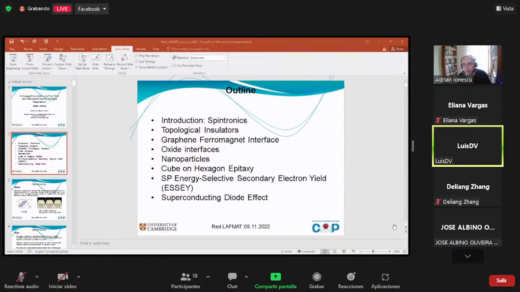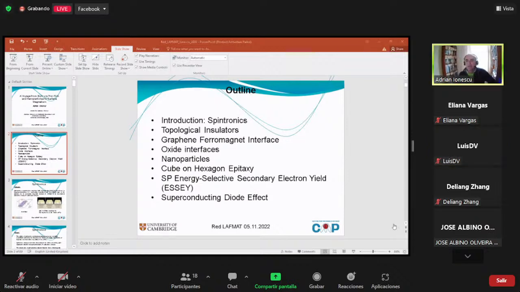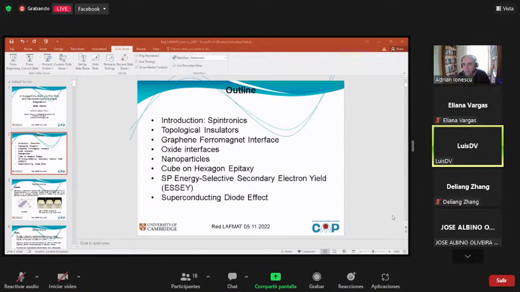Stuart Holmes is suggesting oxide interfaces and diode effect. Okay. So I think that the superconducting diode effect has appeared there a few times, so we'll have a look at this. Students are also asking for superconducting. Eliana, okay, from Colombia.